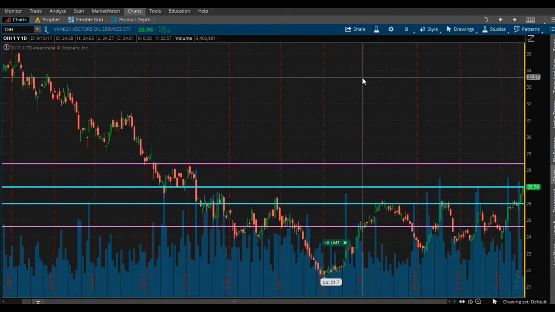Our two teal lines are our max profit area, and so if the security ends anywhere between the two teal lines, we're going to receive max profit. That's kind of where our sweet spot is. Our pink lines, on the other hand, are our break evens.